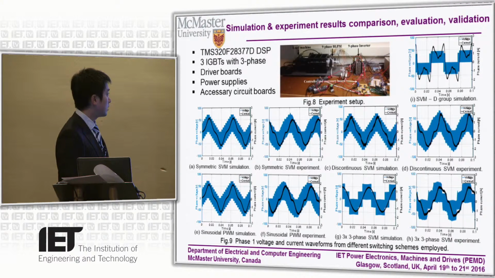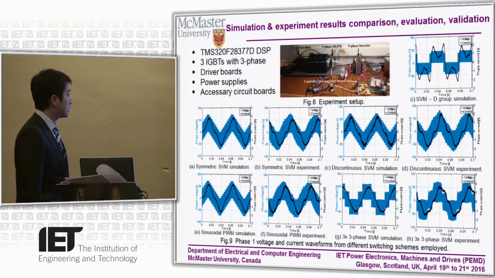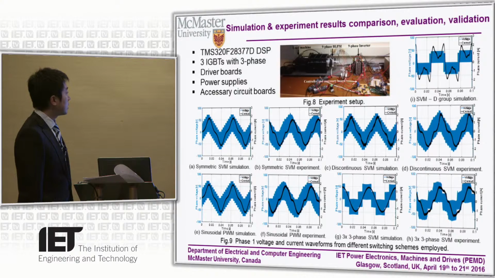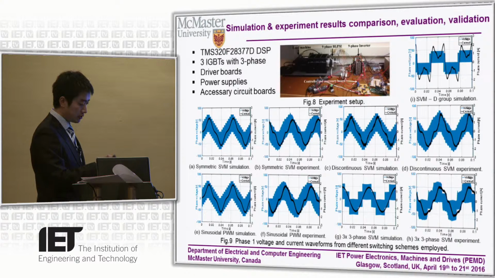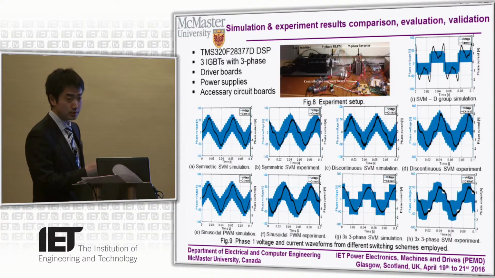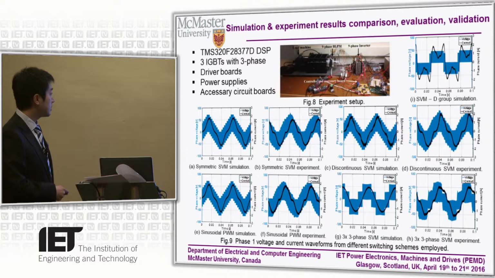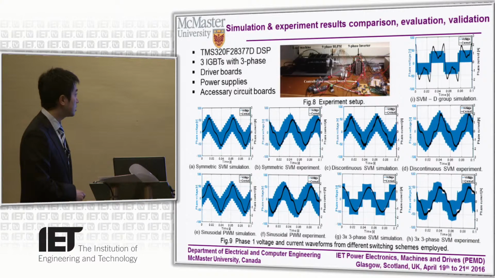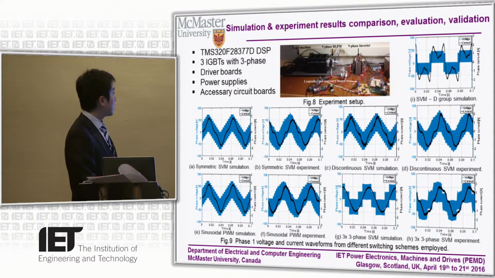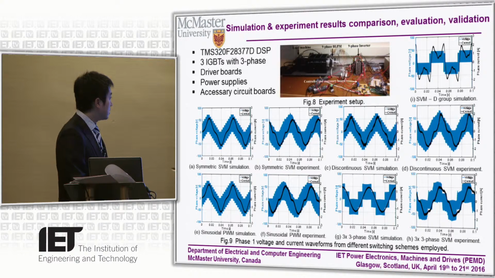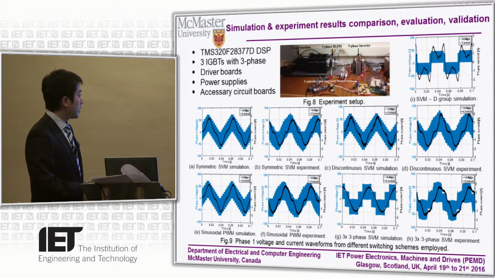And here we show the phase voltage and phase current under different SVM strategies. For each strategy, we have the simulation result and also the experiment result to validate the simulation and also the theoretical study. As you can see here, for the symmetrical SVM simulation, the blue one is the phase voltage, and the black one is the phase current. Figure 9b shows the corresponding experiment result, which matches figure 9a, the simulation result.